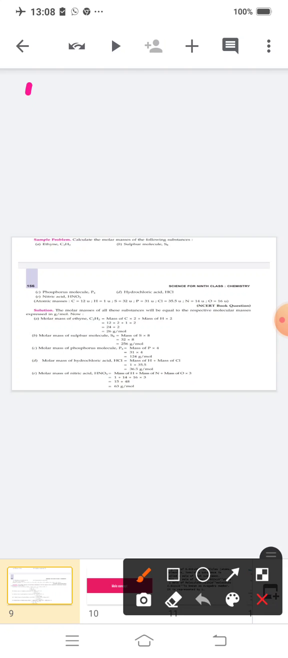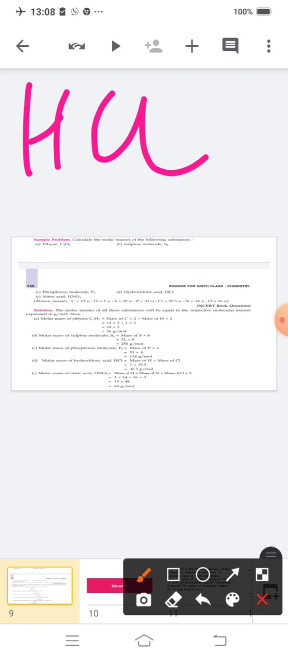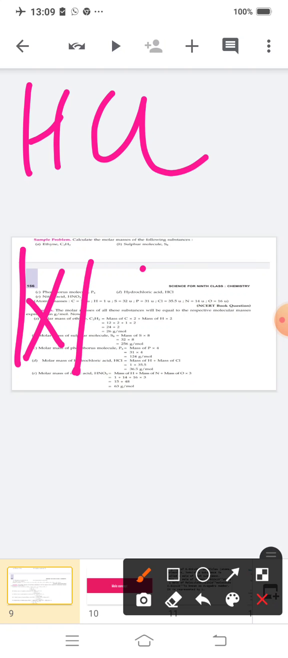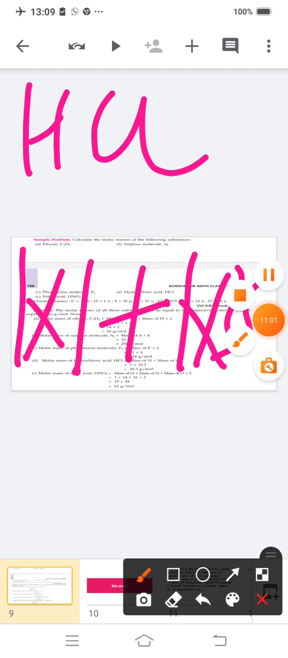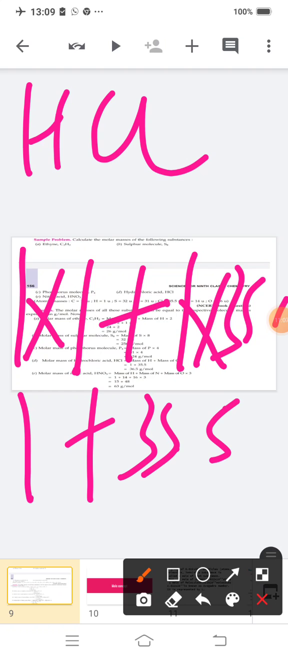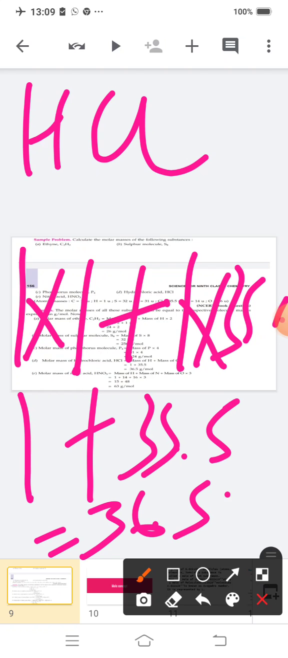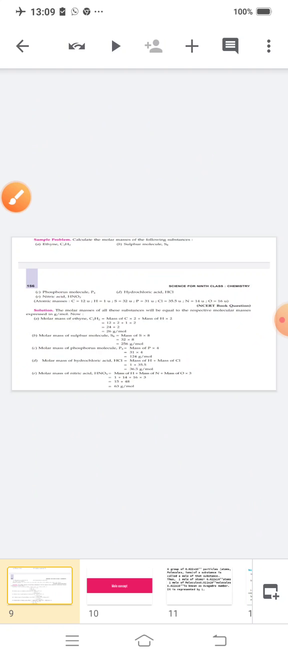The second one is HCl. How many hydrogens are there? Only 1, and the atomic mass of hydrogen is 1. So 1 multiplied by 1, plus chlorine. How many atoms are here? 1. So 1 into 35.5. So 1 plus 35.5 is equal to 36.5 gram per mole. Like this you have to solve all the molecular mass problems. Clear? Like this you are able to calculate the molar mass of a given compound or molecule. Is this clear? Shall we go ahead?